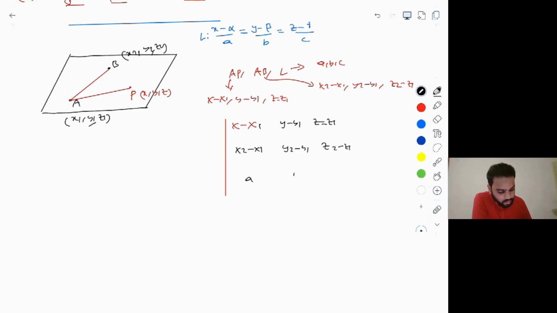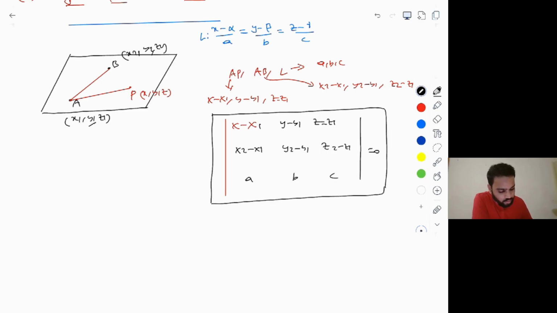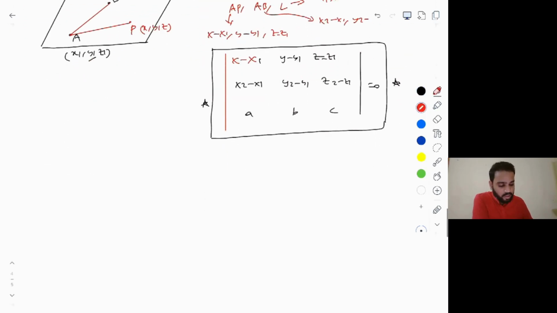And then finally the DRs of the line L, that is a, b, c, equals 0. So by expanding the determinant of this one, you are going to get the equation of the plane which is passing through the two given points and also parallel to the given plane here. Okay, I hope you understood how we are constructing the plane equation, right? So let us take one more case also, you'll get more clarity.